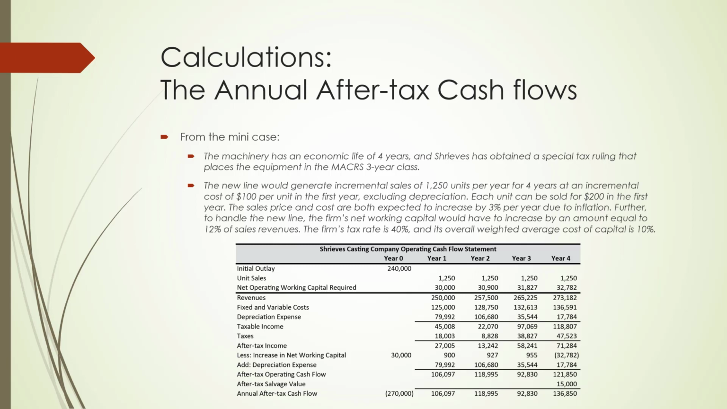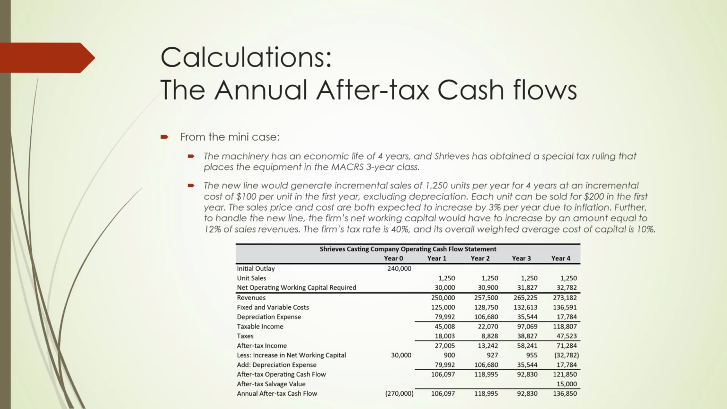So this is EBIT, or our taxable income. Multiply that by the tax rate, which is 40%. We get taxes of $18,003. So $45,008 minus $18,003 gives us $27,005. So that is our after-tax cash flow. Well, not quite cash flow yet because we need to add back the depreciation expense, but we're almost there.